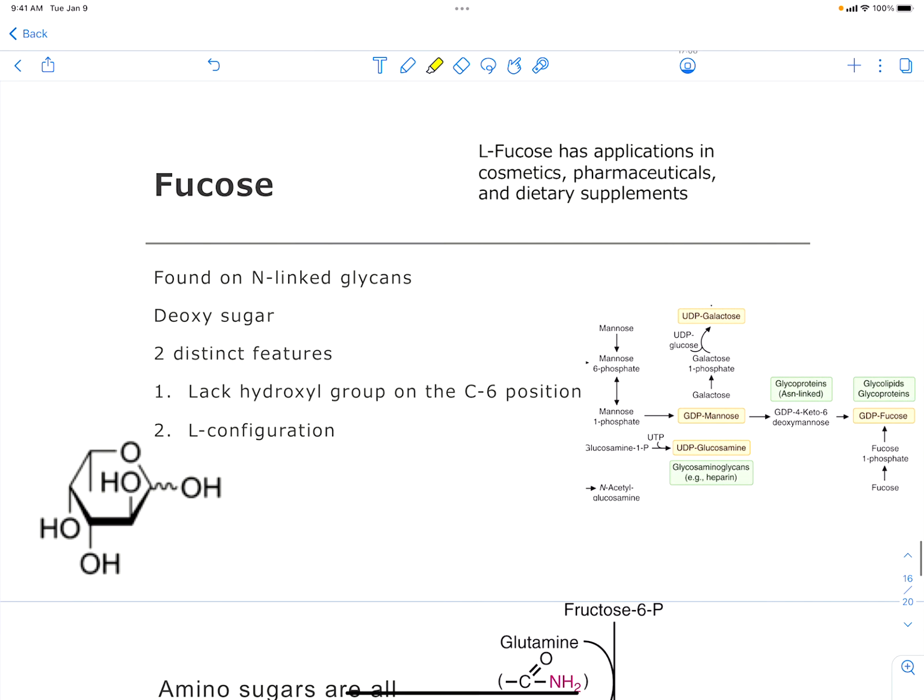Another odd sugar that is part of this pathway is our fucose. So our fucose is going to be found in N-linked glycans. So we're going to have a lack of our hydroxyl group at that position 6 on our fucose. And fucose is rare in that it has the L conformation.